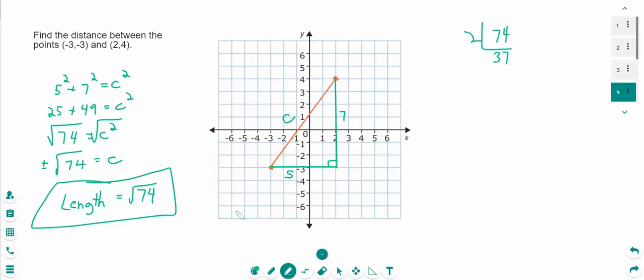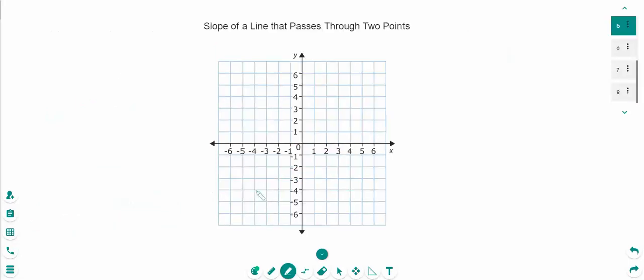All right, very good. Now, let's move on to our second topic for today. And it's somewhat related. It's the slope of a line that passes through 2 points. All right, so we just talked about how to find the length of a line that connects 2 points. Now, let's just throw on this graph 2 points. Let's say I throw 1 point here.